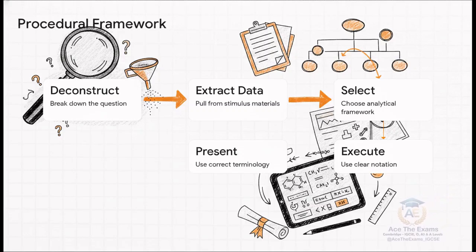So, how do we break this down? There are 5 mandatory steps. Step 1, deconstruct the question. Ask yourself, what are they actually asking here? Step 2, extract the relevant data from the stimulus materials they gave you. Step 3, select your analytical framework. Step 4, execute that with clear notation. And finally, Step 5, present your final answer using the correct terminology. This exact methodology completely transforms a messy, panicked response into a highly structured, top-tier answer that examiners absolutely love to see.